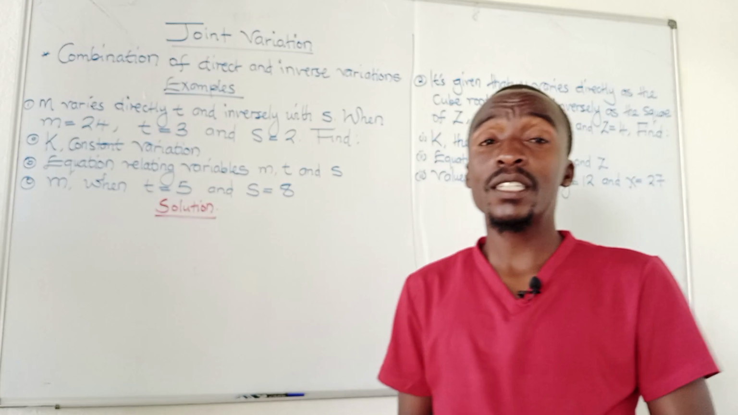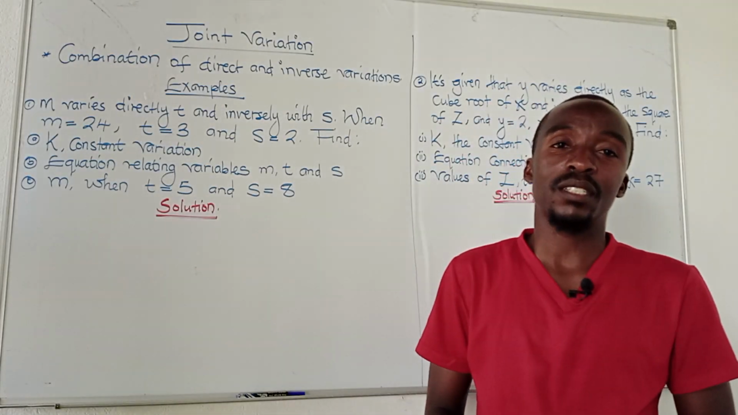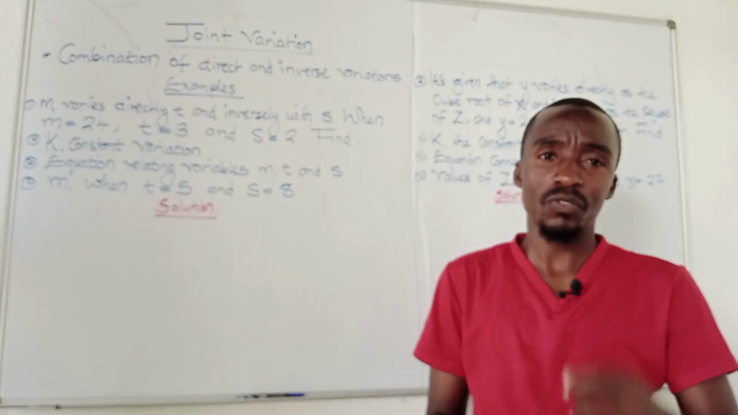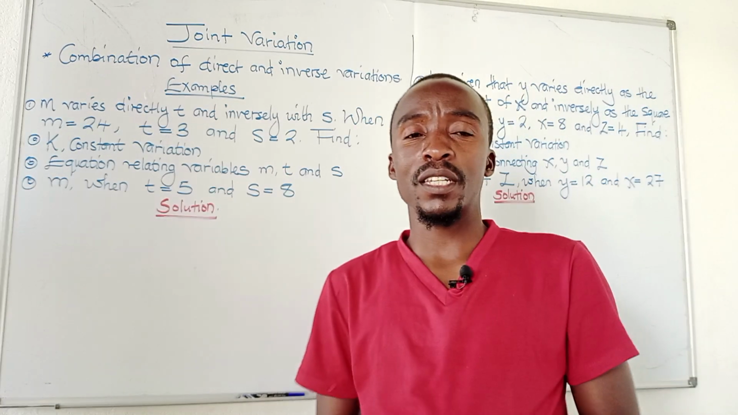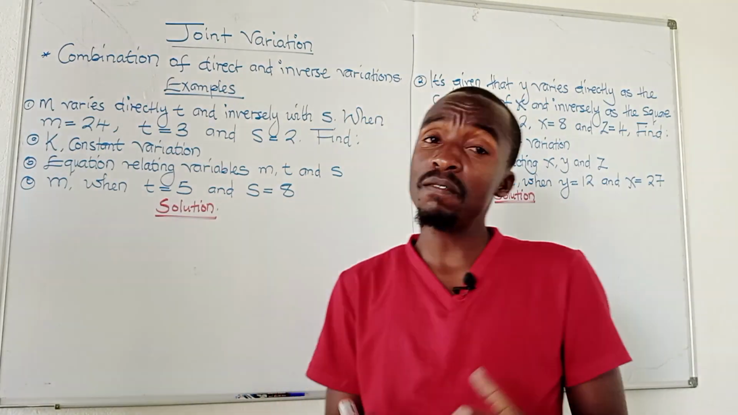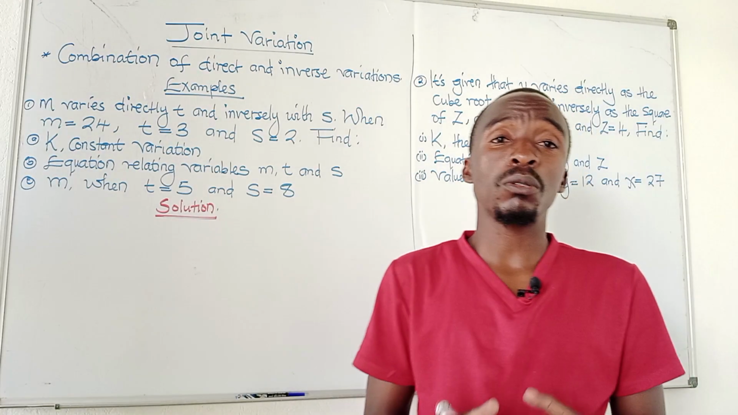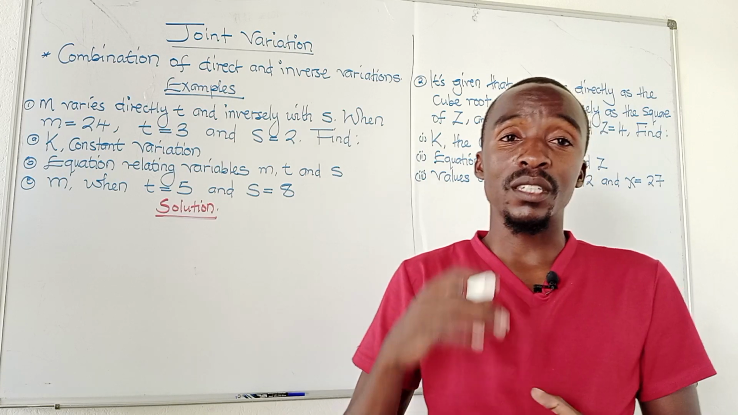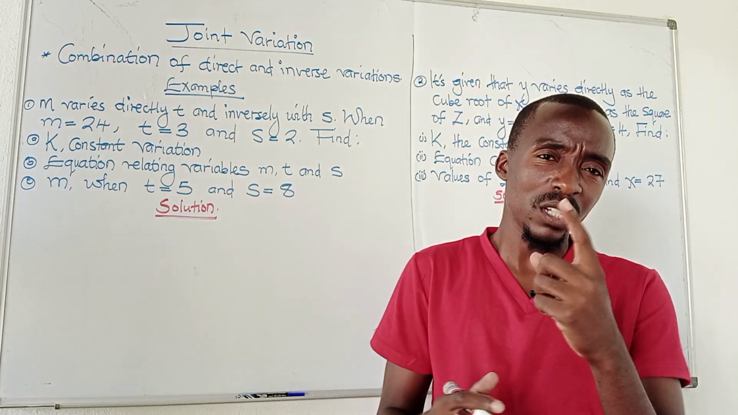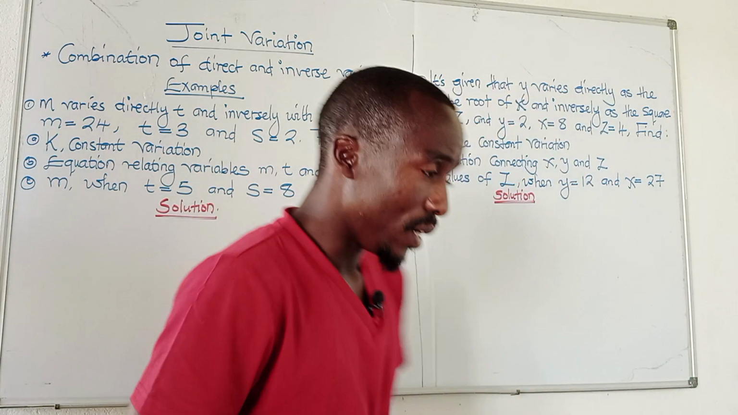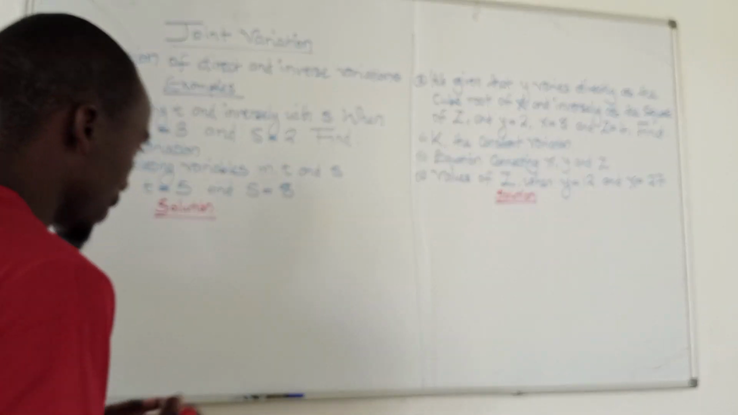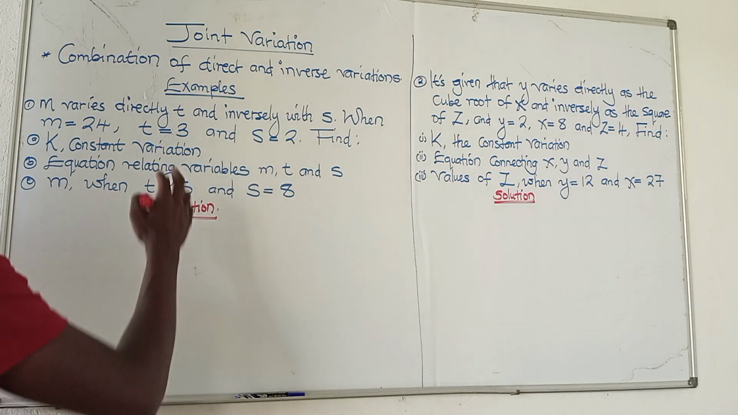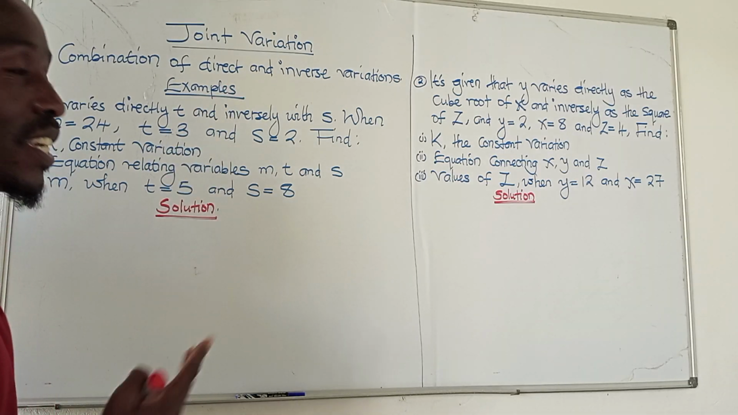Now, in this session we continue looking at variations. Going back to the previous lessons, we looked at direct variations, and we also looked at inverse variation. Today we're going to look at joint variation, where we deal with both the direct and inverse in one question. Come, let us see how we deal with this. Joint variation is a combination of direct and inverse variations.